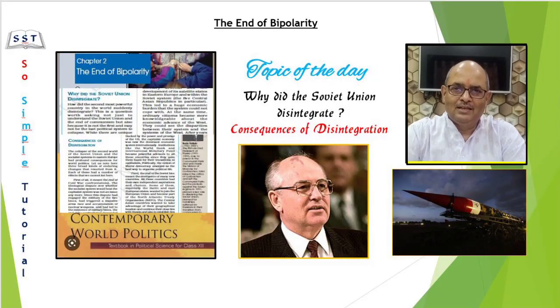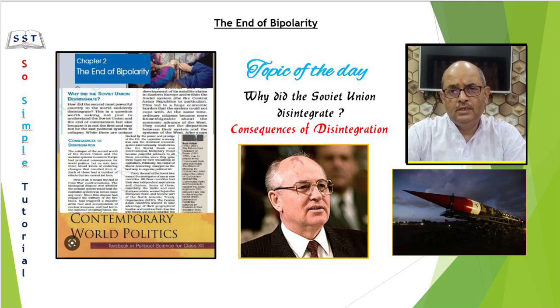In the previous class, we had discussed the events that took place in the Soviet Union from the ascendancy of Mikhail Gorbachev till the disintegration of the Soviet Union. Today, we will discuss the causes of the disintegration of the Soviet Union. How did the second most powerful country in the world suddenly disintegrate?